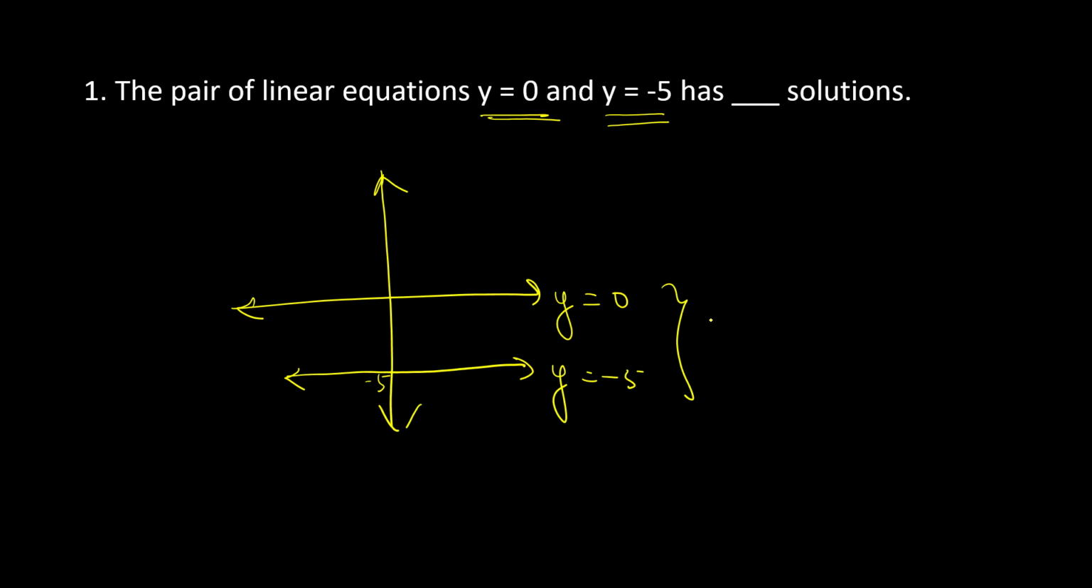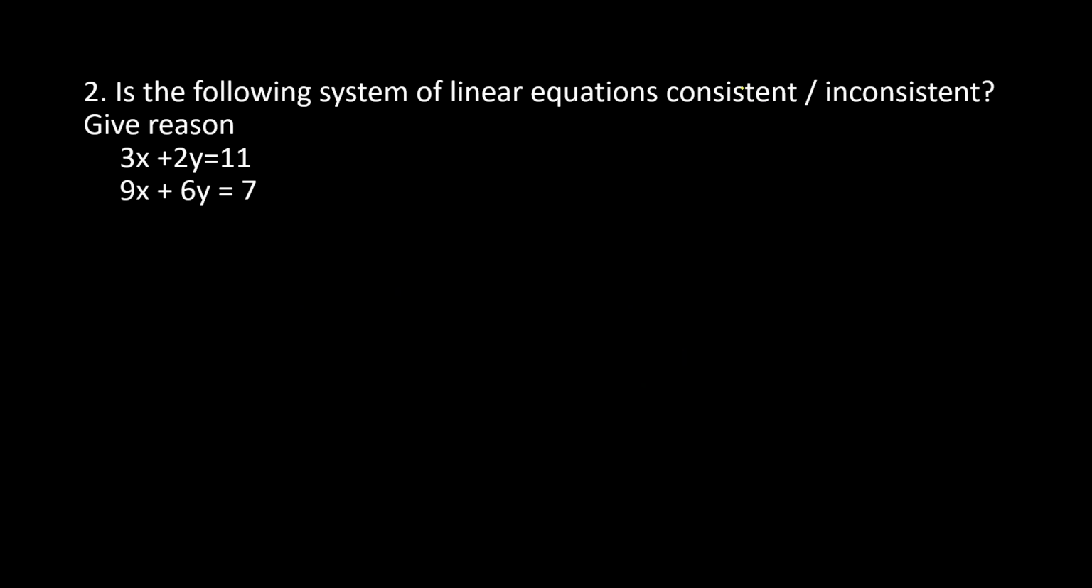As I've just mentioned, these two lines are parallel, and parallel lines have no solution. So you would say that the pair of linear equations y equals 0 and y equals minus 5 has 0 solutions. Let's look at the next question.